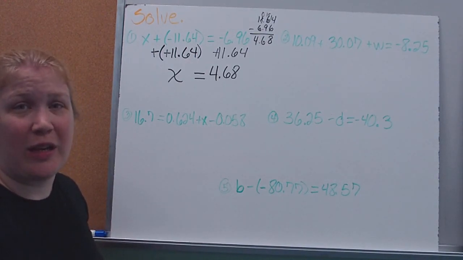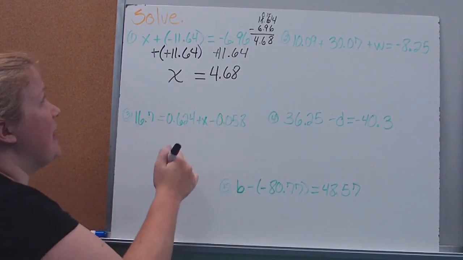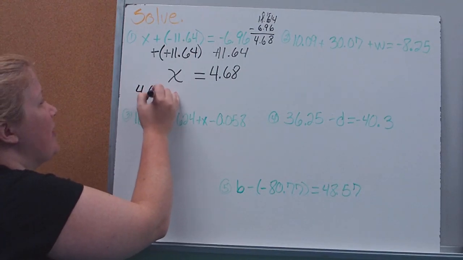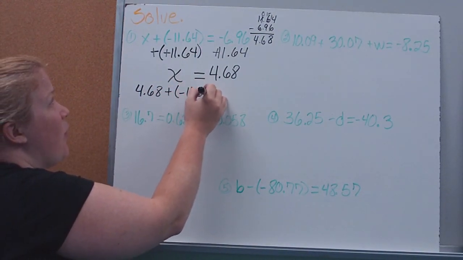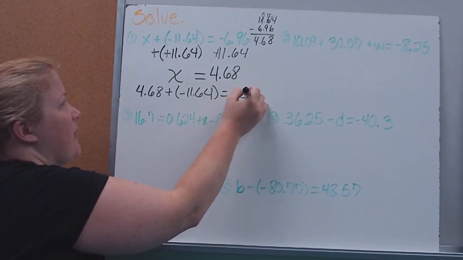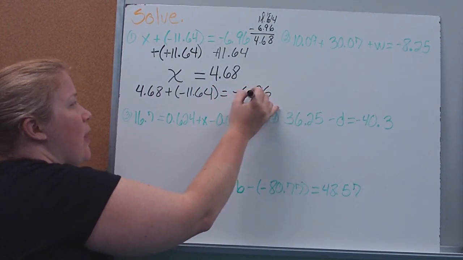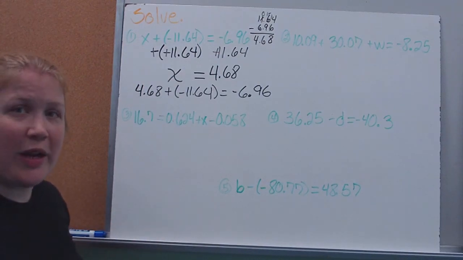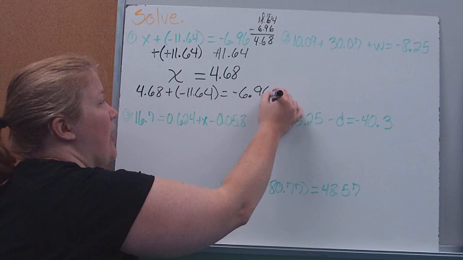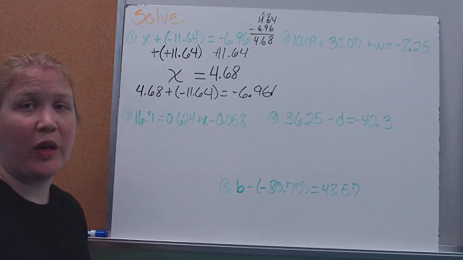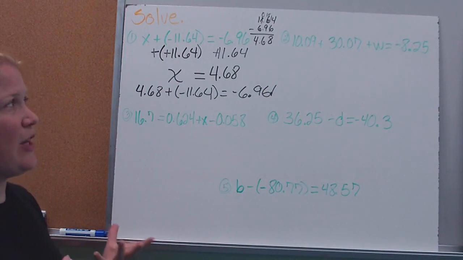How can I go back and check and make sure I'm right? Well, I can plug this in and evaluate. So I can say 4.68 plus negative 11.64 is equal to negative 6.96. When I do this addition, what I should wind up with is negative 6.96, and indeed I do, so I know that it checks out. So remember, when we're doing equations, we can always go back and check and make sure that we're correct.